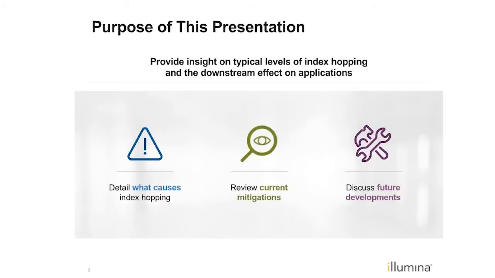So the purpose of this presentation is to provide insight on typical levels of index hopping that you might see and some of the downstream effect it might have on applications. We'll be covering what causes index hopping, reviewing some of our current mitigation strategies, and also discussing some future developments that we're working on inside Illumina.